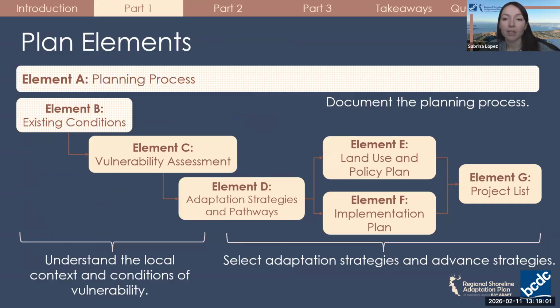And finally, bringing you back to this graphic, I want to highlight that the next two sections will focus on element A, the planning process, and element B, existing conditions, since these are likely the steps jurisdictions are working on or considering starting. The remaining elements, C through G, will be covered in future webinars as you move further along in the planning process.